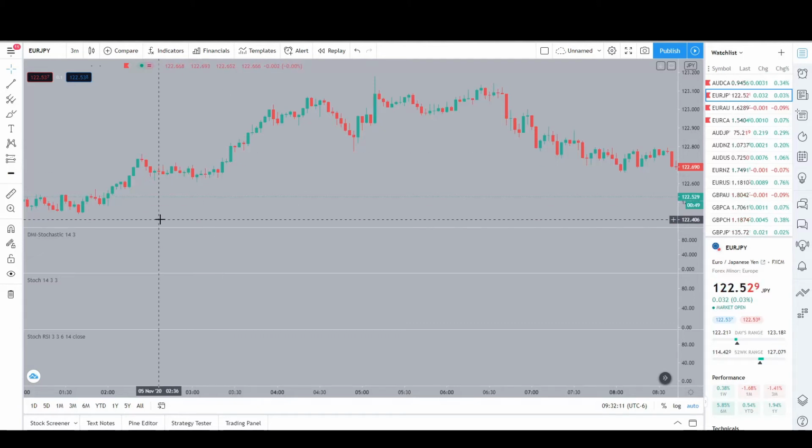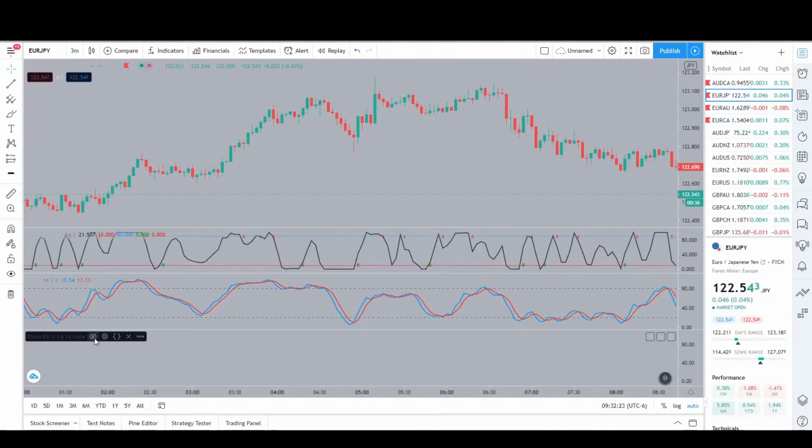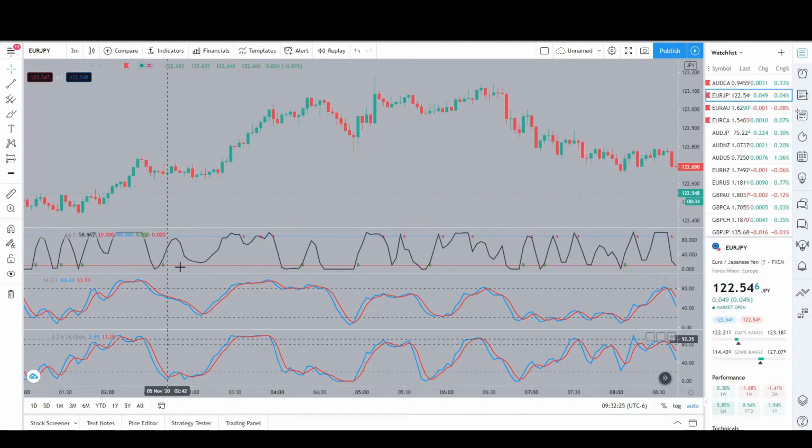Today we're going to be going over three indicators that are all different but are also pretty closely related in how you use them. These three indicators are called DMI Stochastic, just Stochastic, and then Stochastic RSI. They're the three I just opened up here, and we're going to be going over what exactly they are, what they tell you, and how to properly use them.